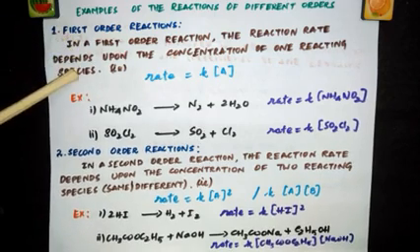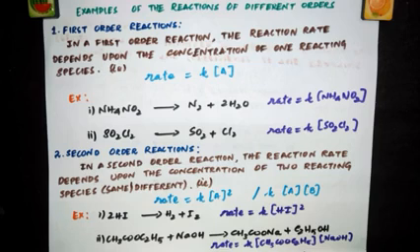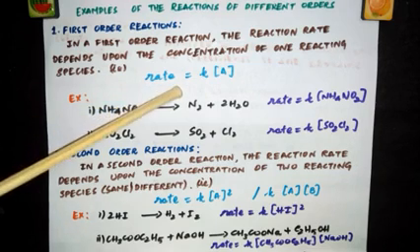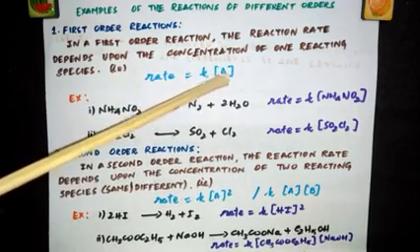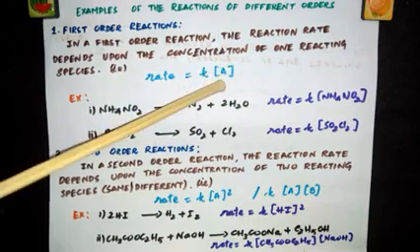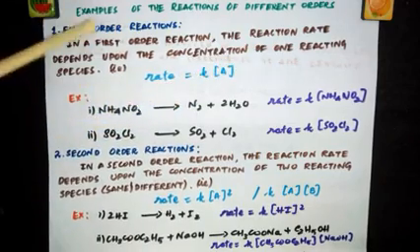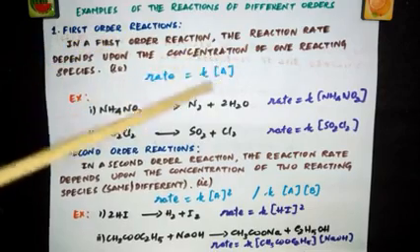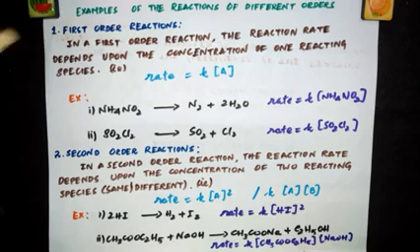So in a first order reaction, the reaction rate depends upon the concentration of one reacting species. That is, rate is equal to k into concentration of A. Just only one reacting species concentration is involved in the rate equation, and the rate of the reaction depends upon only the concentration of one reacting species. Then such chemical reactions are called as first order reactions.